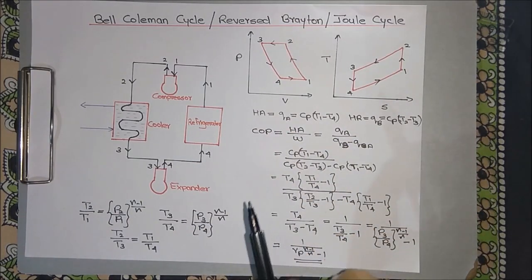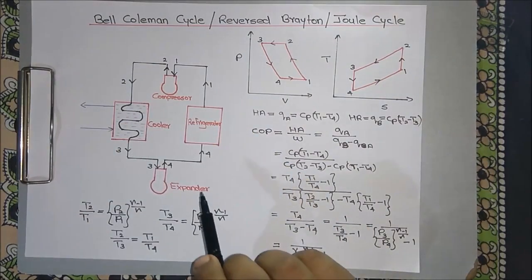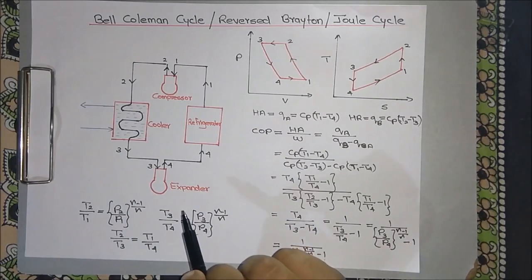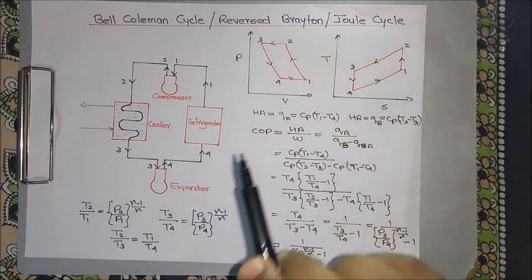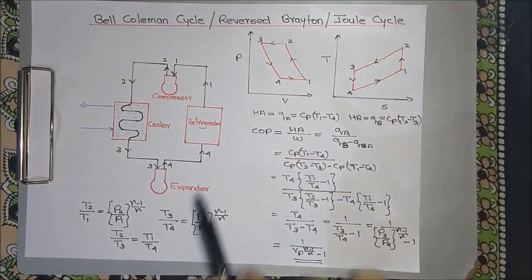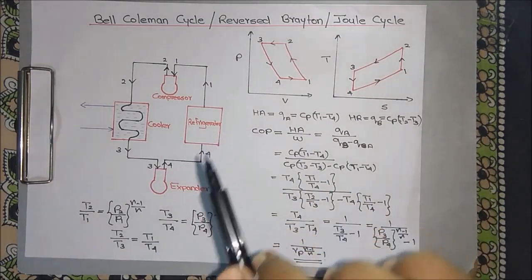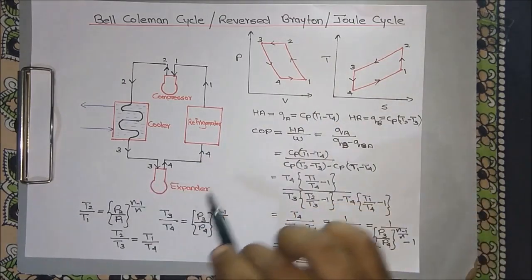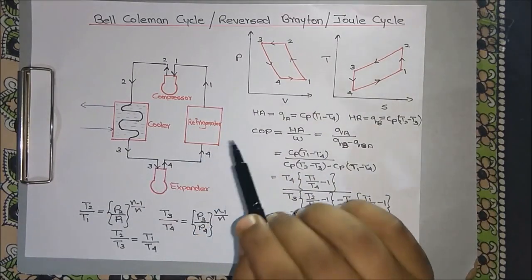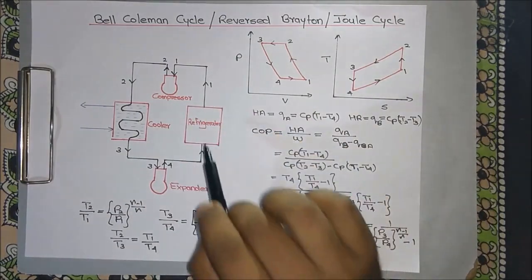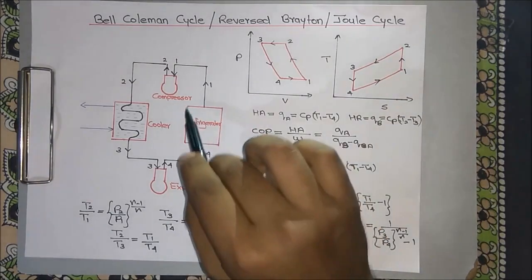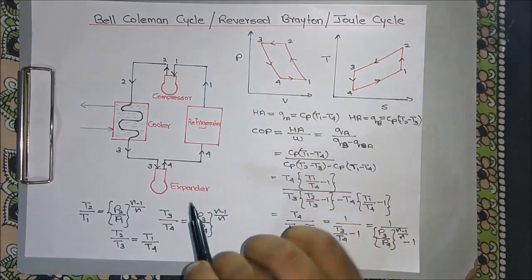First of all, there are four major components involved in a Bell-Coleman cycle. The first one is a refrigerator, then a compressor, a cooler, and an expander. As the name indicates, the function of a compressor is to compress the refrigerant to a higher pressure. The function of a cooler is to cool the refrigerant to a lower temperature. The function of an expander is to expand the refrigerant to a lower pressure. And the refrigerator is a chamber where we need a lower temperature, that is, a chamber to be cooled.